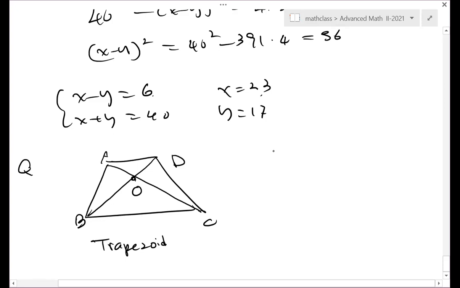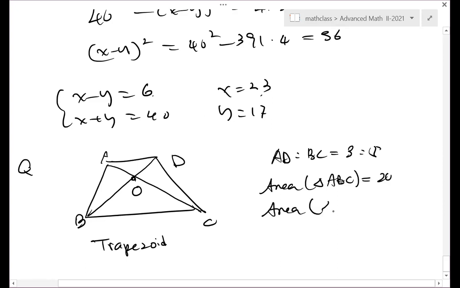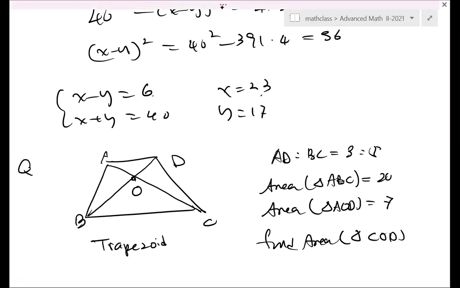In the following trapezoid, O is the intersection of AC and BD. So AD to BC equals 3 to 5. The area of triangle ABC is 20, and the area of triangle AOD equals 7. Find the area of COD. So we're trying to find the area of this.